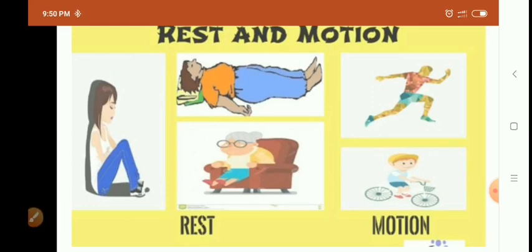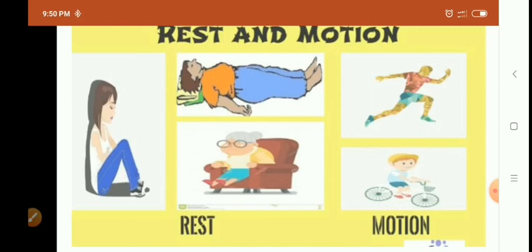These 5 pictures explain about the state of an object. Like in the first 3 pictures, a girl sitting on the floor, a person lying down on the floor, and an old lady sitting on the sofa, they all are in the same position without changing their position. And in the fifth and sixth pictures, where you can see a person running and a boy cycling, they all change their position with respect to time. So these 2 states, rest and motion, we should know what actually they are.